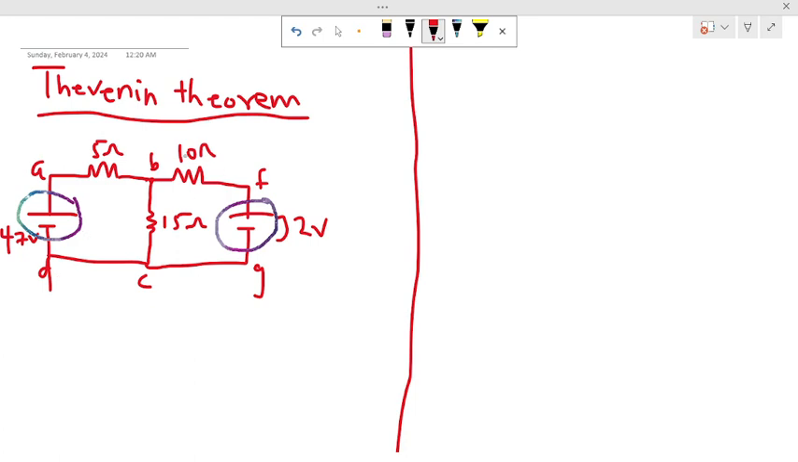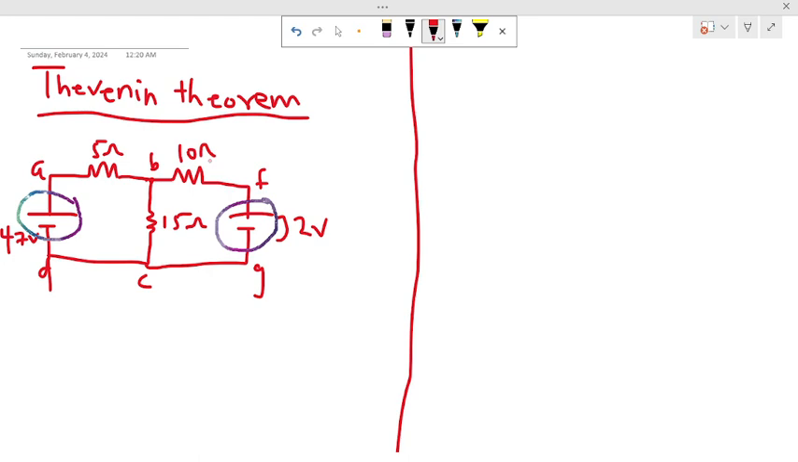Suppose we are asked to find the current through a 10 ohm resistor. What we do with Thevenin's theorem is that we first find the Thevenin's voltage and also the Thevenin's resistance. Now, Thevenin's theorem states that any linear circuit connected between two terminals can be replaced by a Thevenin's voltage in series with the Thevenin's resistance.